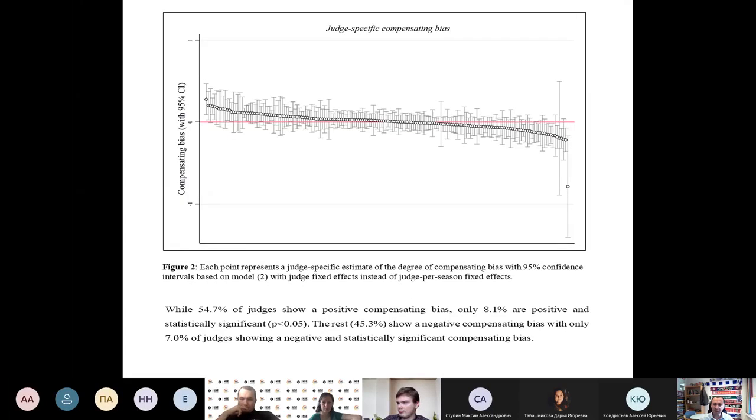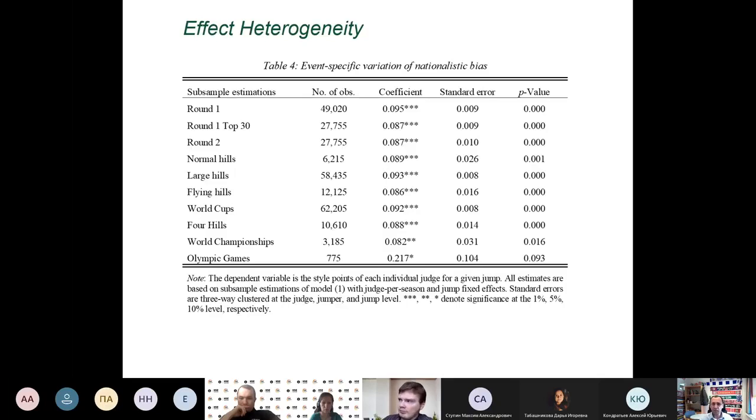And compensating bias, we found zero effect, and indeed we find that 55% have positive compensating bias with only 8% significant. The rest, 45%, show negative. So it's really more or less no, we can't find some effect that if there is a Russian referee, I as a Norwegian will give higher or lower scores to the Russian jumper after controlling for all the reasonable things. Then we said, okay, let's see some effect heterogeneity.